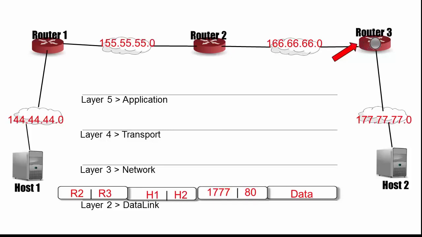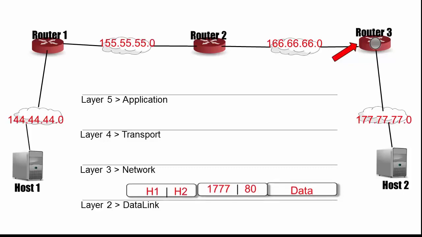Here, the frame is received at router 3. Router 3 looks at the frame, realizes that the hardware destination address matches its own, so, you guessed it, it knows that it's its own, so it accepts it, and it takes the frame header off. No longer needs that. And the datagram is passed up to its network layer.